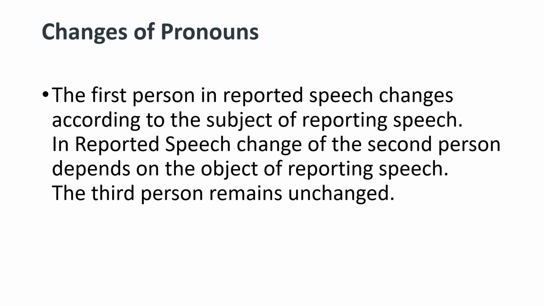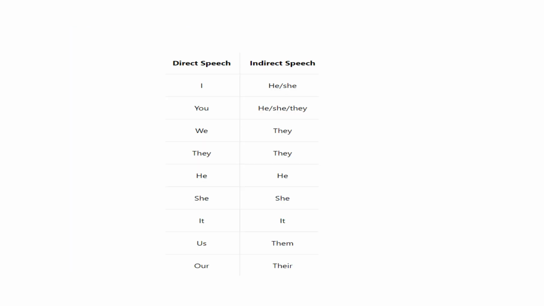Changes of pronouns is another thing. The first person in reported speech changes according to the subject of the reporting speech. In reported speech, the change of the second person depends on the object of the reporting speech. And the third person remains unchanged. I will be changed in indirect speech to he or she. You will be changed into he, she, or maybe they. We will be changed into they. They will remain the same. He, she, it will remain the same. Us will be changed into them. Our will be changed into their.